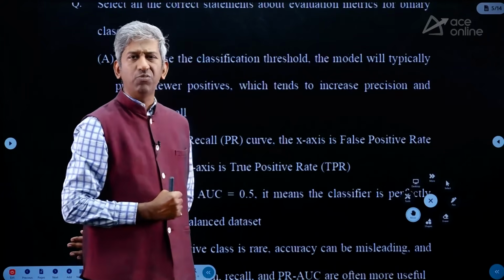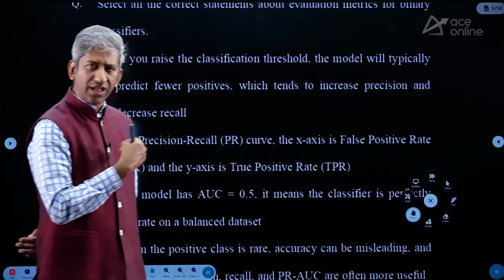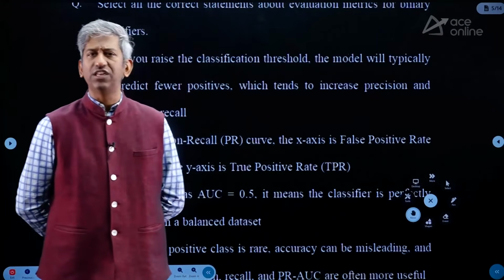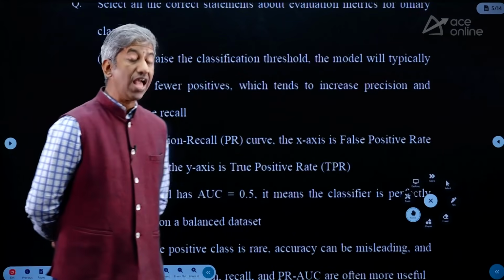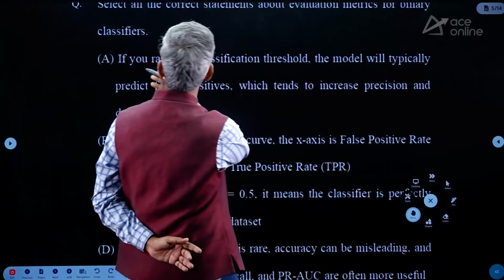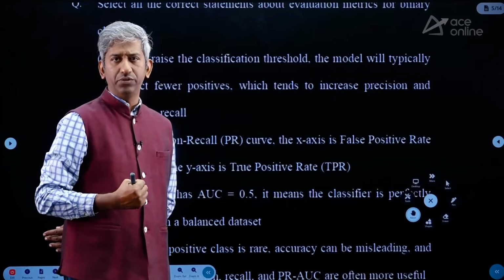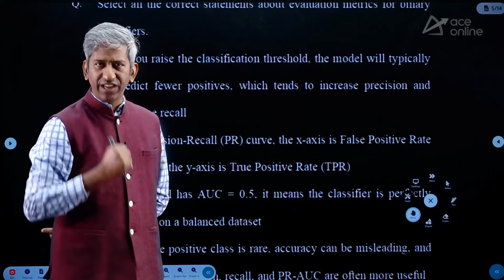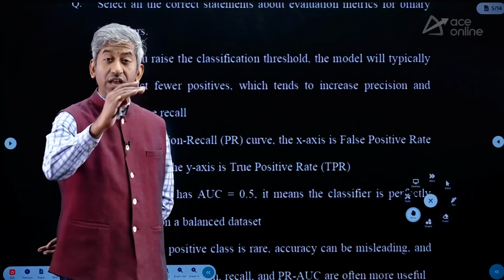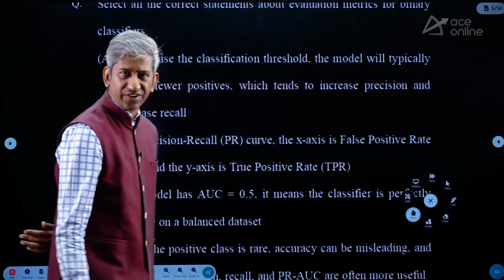Earlier, anything above 0.5 would be predicted as positive. Whether it is true or false, that is a different story. But as far as the prediction is concerned, anything above 0.5 would be considered as positive in a default setup. And if we raise the threshold, then the model will typically predict fewer positives. Obviously, anything above 0.8 would be predicted as positive and everything below 0.8 would be predicted as negative, such that the positive predictions will decrease and negative predictions will increase.